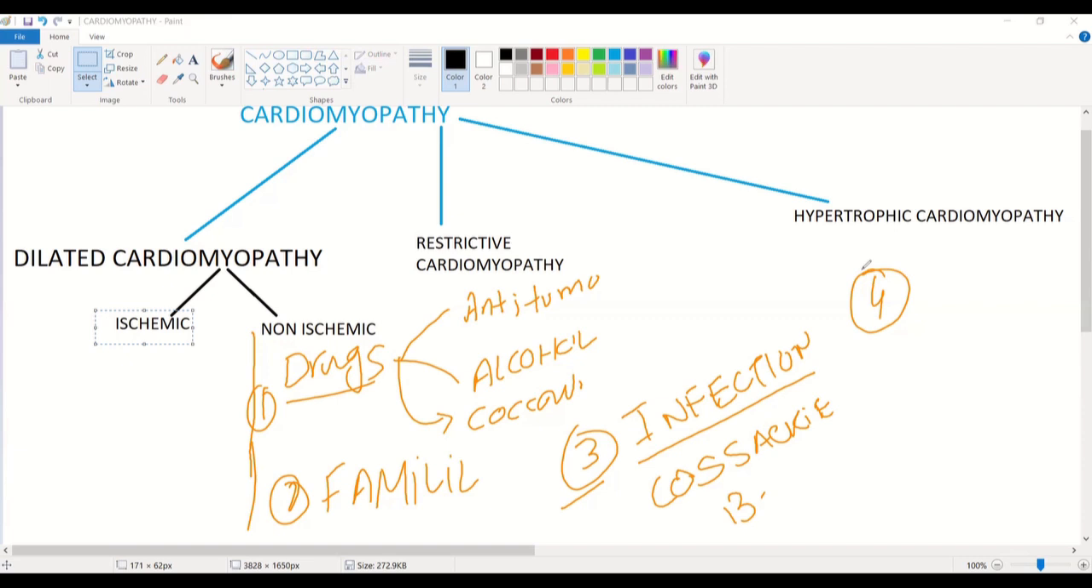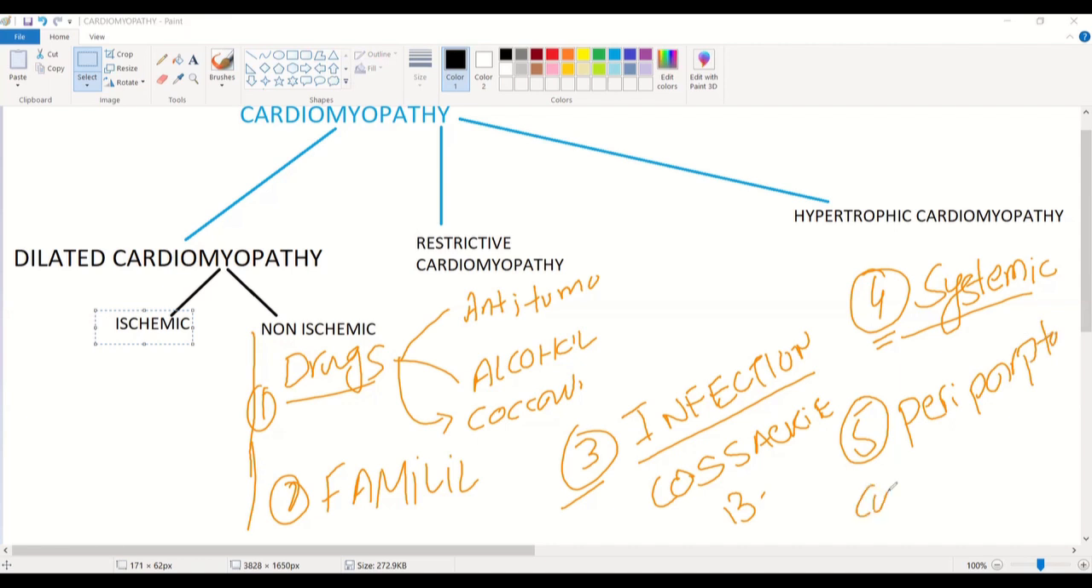Well, they can be systemic conditions like hemochromatosis, sarcoidosis, thyrotoxicosis. And one more thing is peripartum cardiomyopathy. This is again a high yield topic.